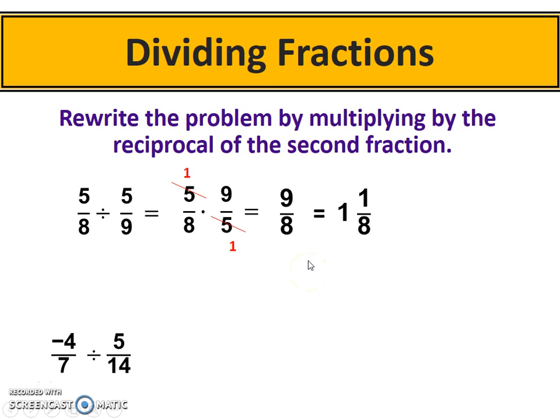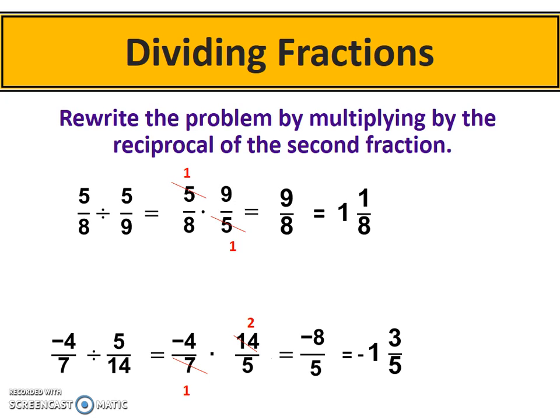If I had -4/7 divided by 5/14, so keep, change, flip, I'm going to rewrite that as -4/7 times 14/5. So again, keep the first one the same, change it to multiplication, flip the second fraction to its reciprocal. I see a common factor of 7 here that I could cancel out between 7 and 14. 7 goes into 7 once, and 7 goes into 14 twice. And now when I multiply, I've got -8/5, which then gives me a mixed number of -1 3/5.